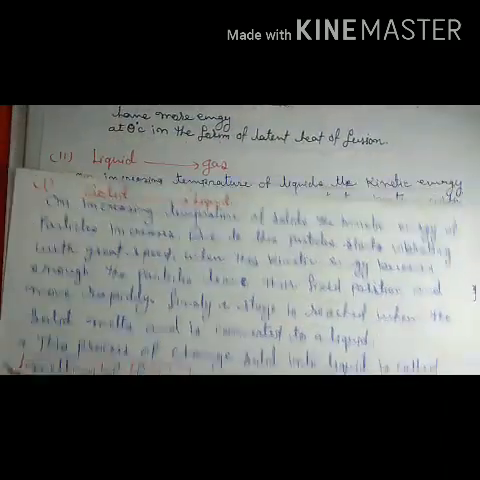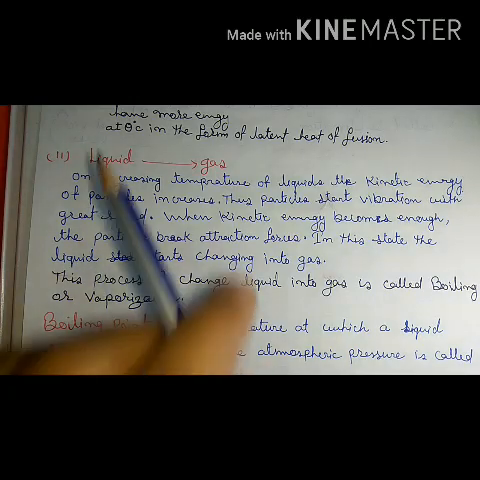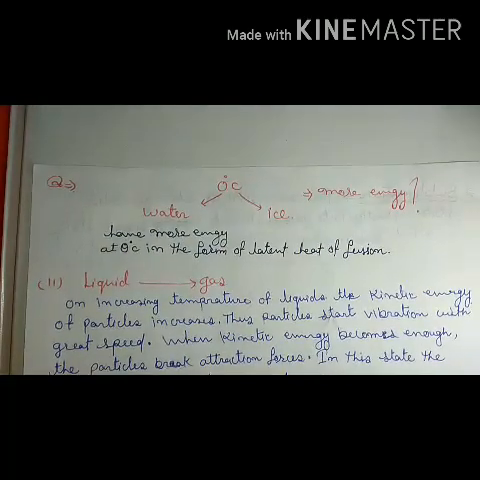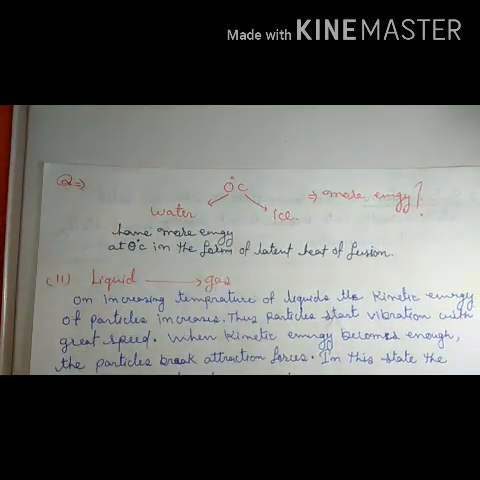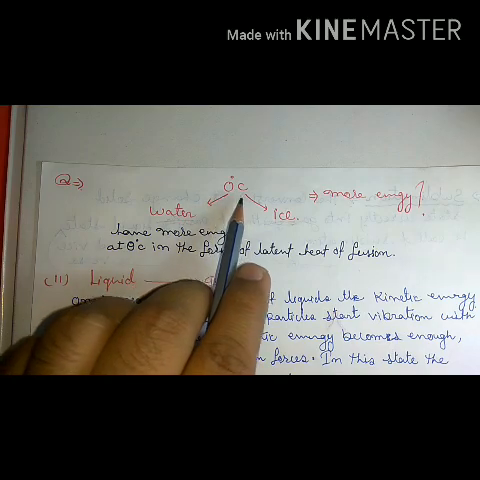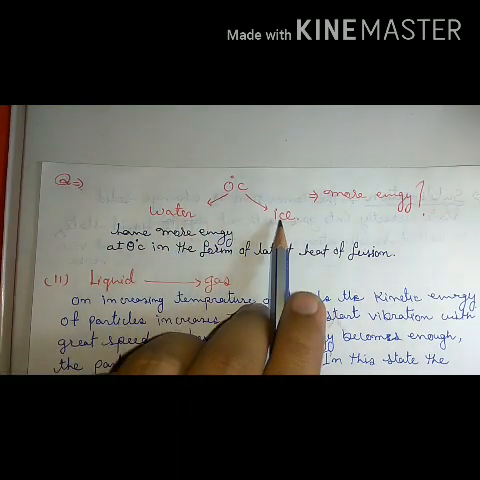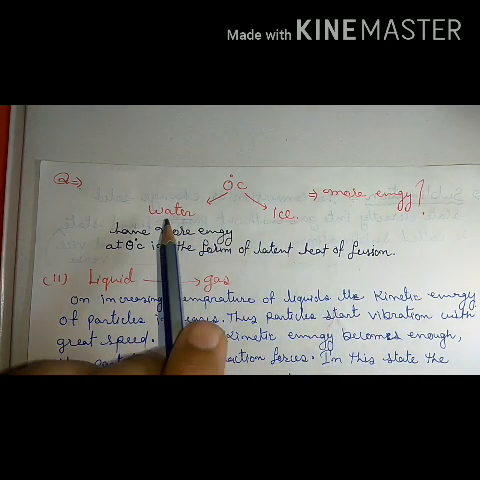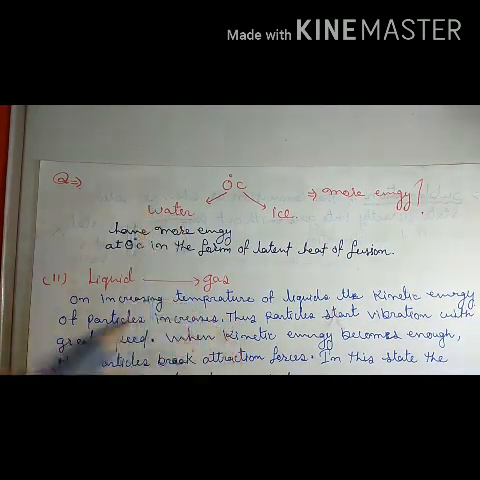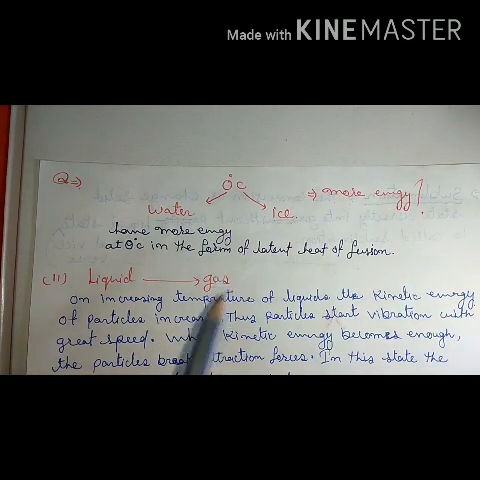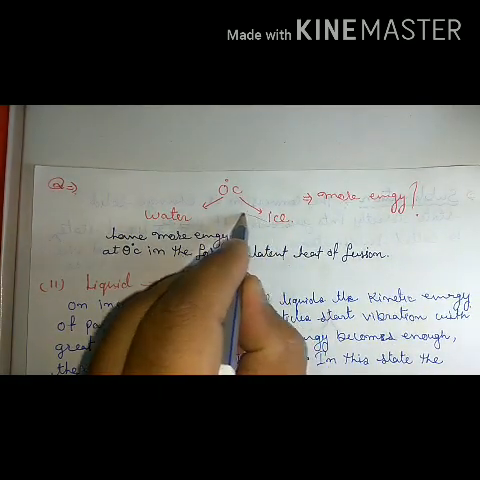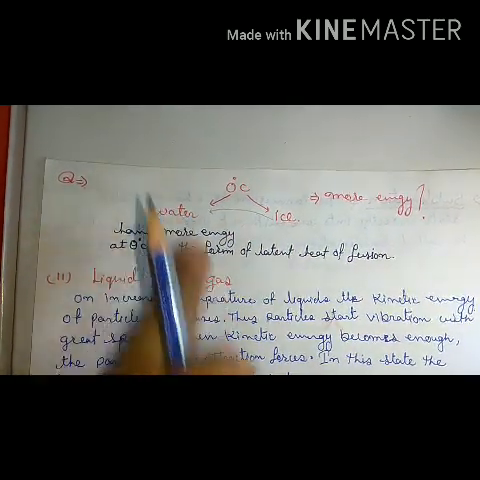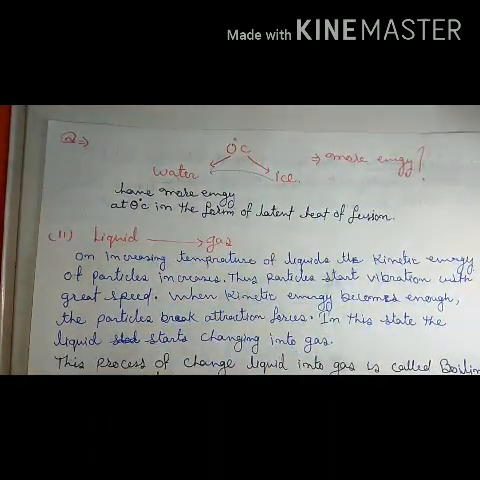Clear? Now a question for you: at 0 degrees Celsius, water and ice are both present, because 0 degrees Celsius is the melting point. Which has more energy? The water has more energy in the form of latent heat, because at 0 degrees it receives the latent heat and then converts into water. So water has more energy in the form of latent heat of fusion.